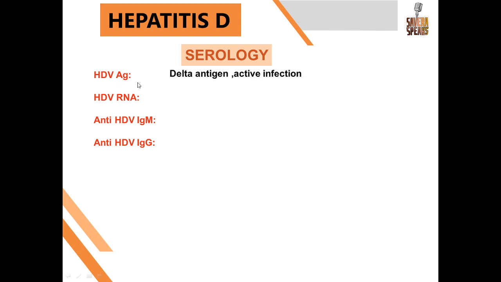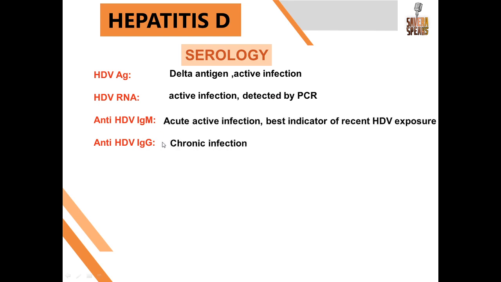HDV antigen refers to an active infection, and HDV RNA also tells us the active infection. It is detected by PCR. This is usually the gold standard. IgM for acute and IgG for chronic. Now this IgM is the best indicator for the recent HDV exposure.